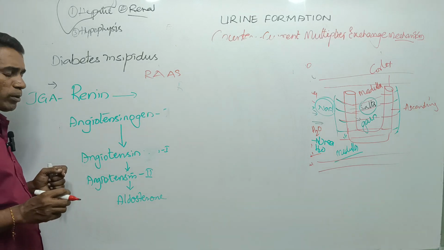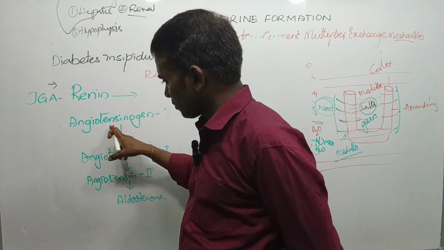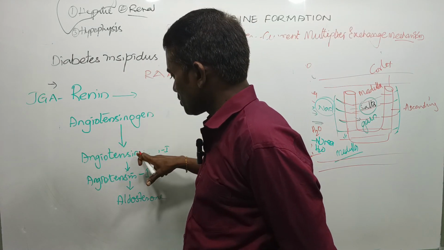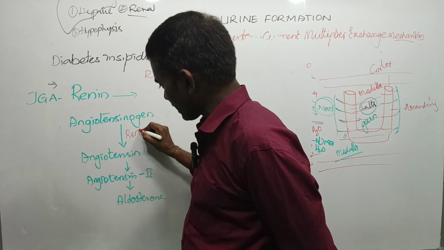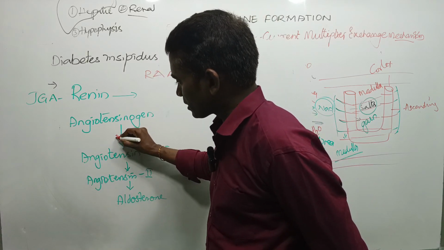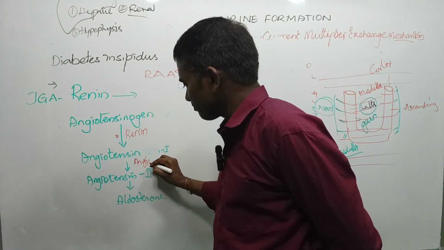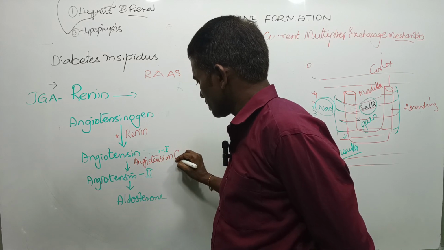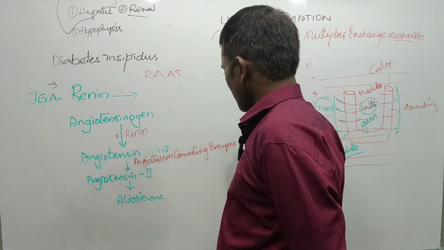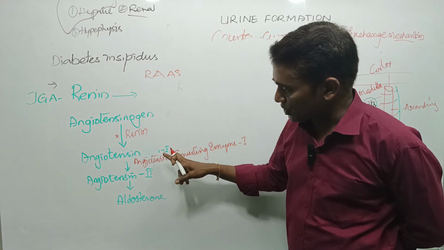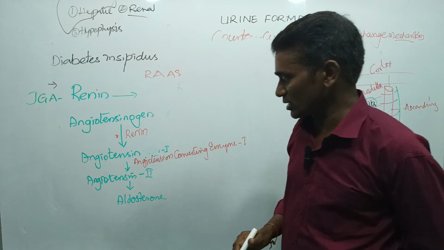Now these juxtaglomerular cells secrete renin. This renin converts the precursor inactive zymogenic form angiotensinogen into angiotensin 1. Angiotensinogen is converted into angiotensin 1 by the renin itself. This is the only step that is catalyzed by renin itself. Later, there is an enzyme, angiotensin converting enzyme, ACE1. This angiotensin converting enzyme converts angiotensin 1 into angiotensin 2. This is ACE, angiotensin converting enzyme.